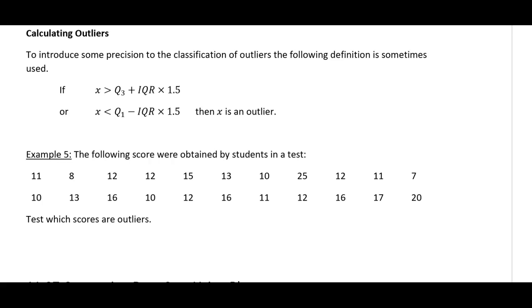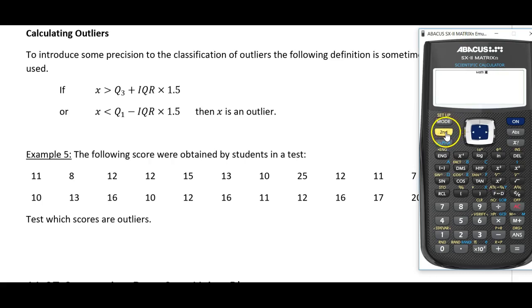So grab your calculator, my calculator. Remember to reset it first. Second function 9, 3, equals, AC. Get rid of any data that might be in there. Now we need to put it into stat mode. And because this is univariate data, it's not paired up data, I can just use option 1.